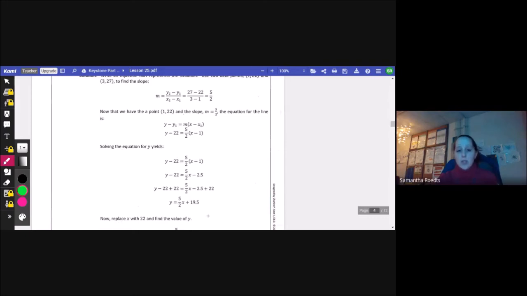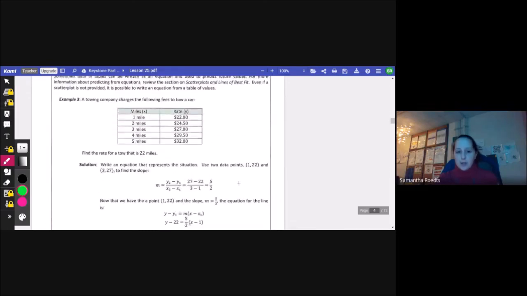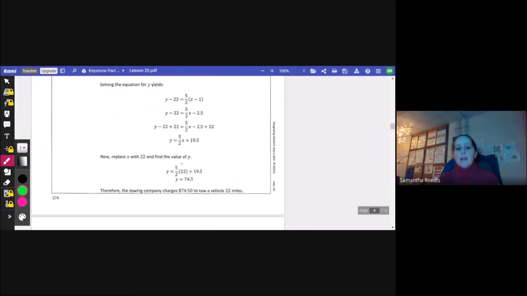Now replace x with 22, because they asked for 22 miles, and find the value of y. So when I do that, 5 halves times 22 plus 19.5 gives me 74.5. So therefore, the towing company charges $74.50 to tow a vehicle 22 miles.